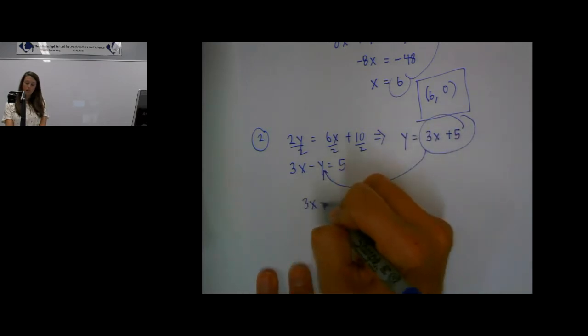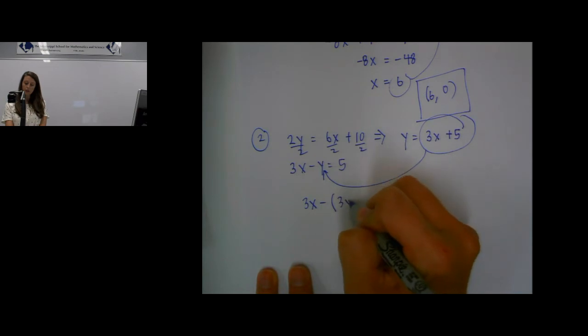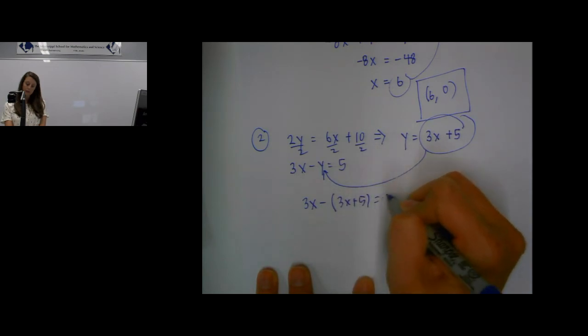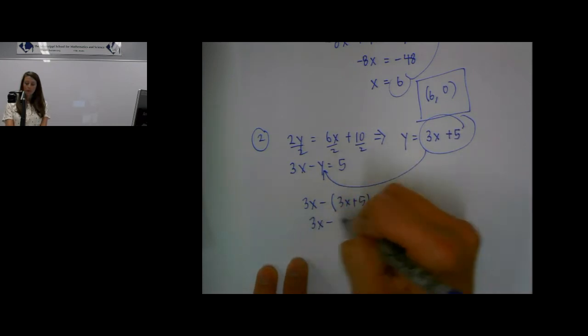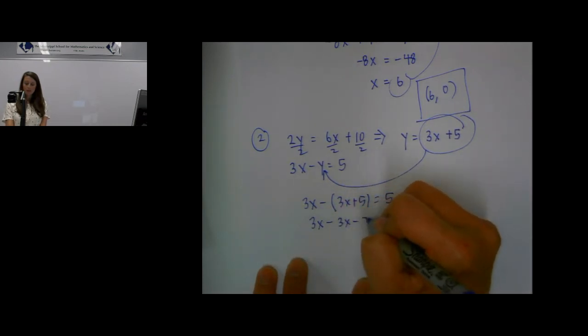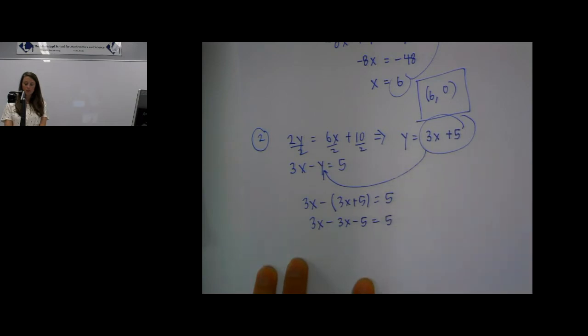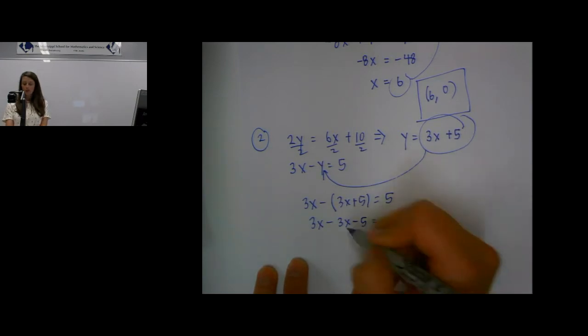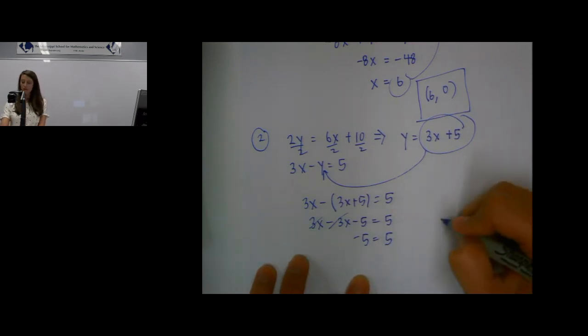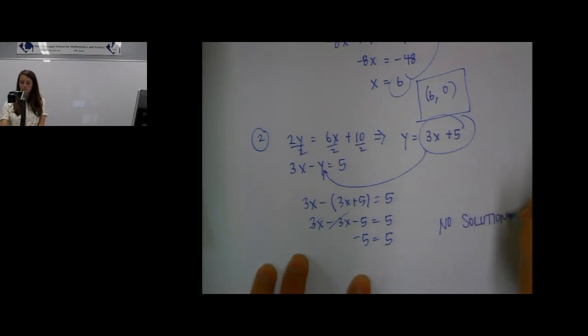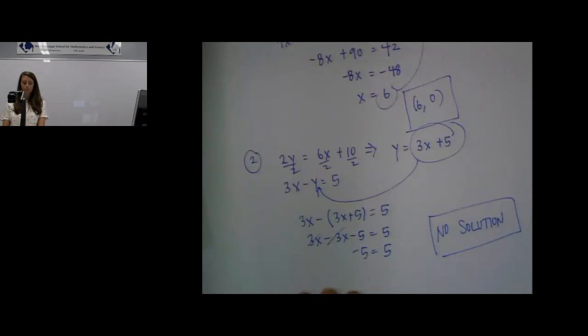So I'm going to have 3x minus 3x plus 5 is equal to 5, so 3x minus 3x minus 5, which is equal to 5. So what happens to my x's? It goes away. So I'm going to be left with negative 5 is equal to 5. That is not a true statement. So this system has no solution.